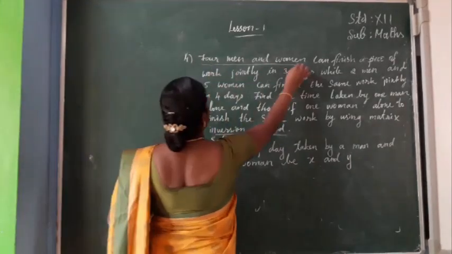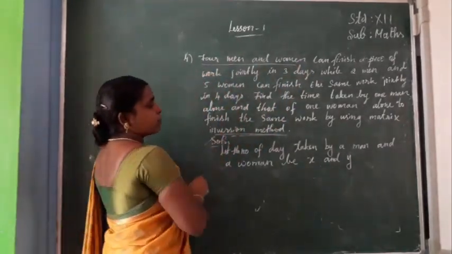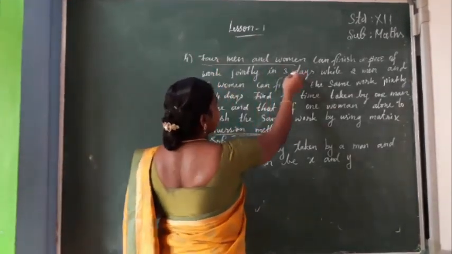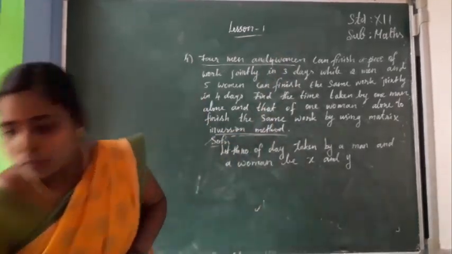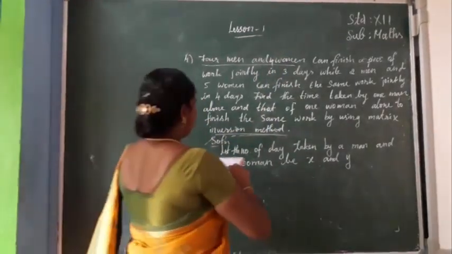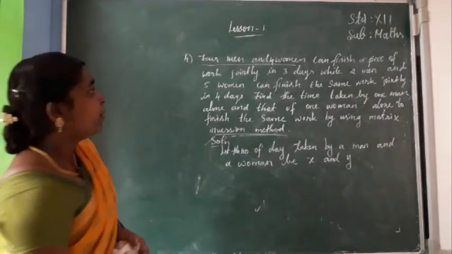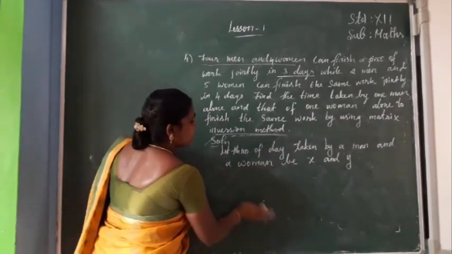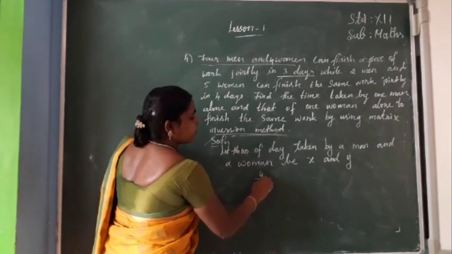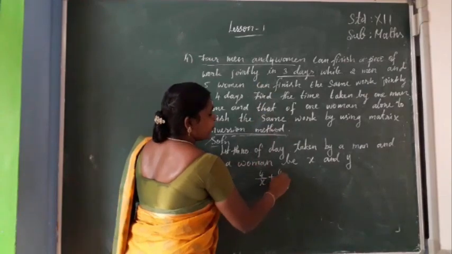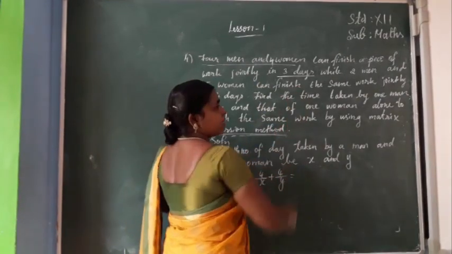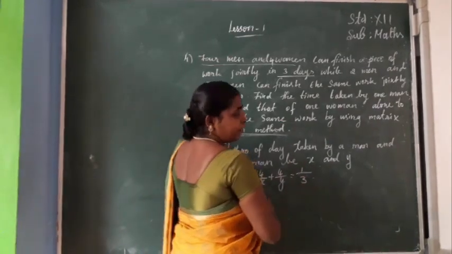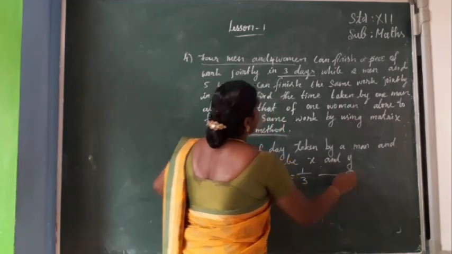For that you use the condition. So actually this is a days problem, so you have to convert the condition into 1 day. 4 men and 4 women can finish a piece of work in 3 days. So the first condition is 4 men means 4 by x, plus 4 women means 4 by y, equal to 3 days. But we are saying only one part, so 1 by 3. This is equation 1.